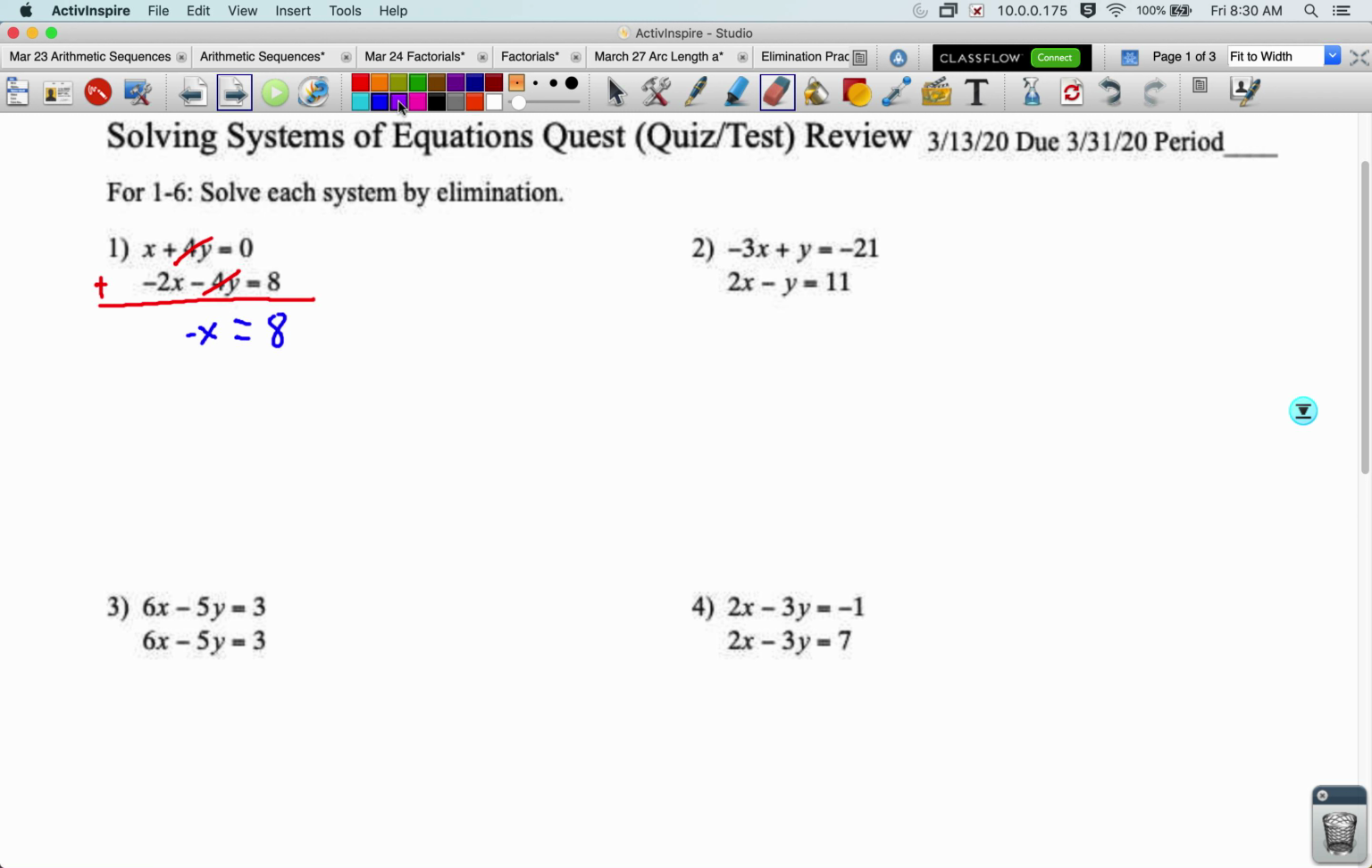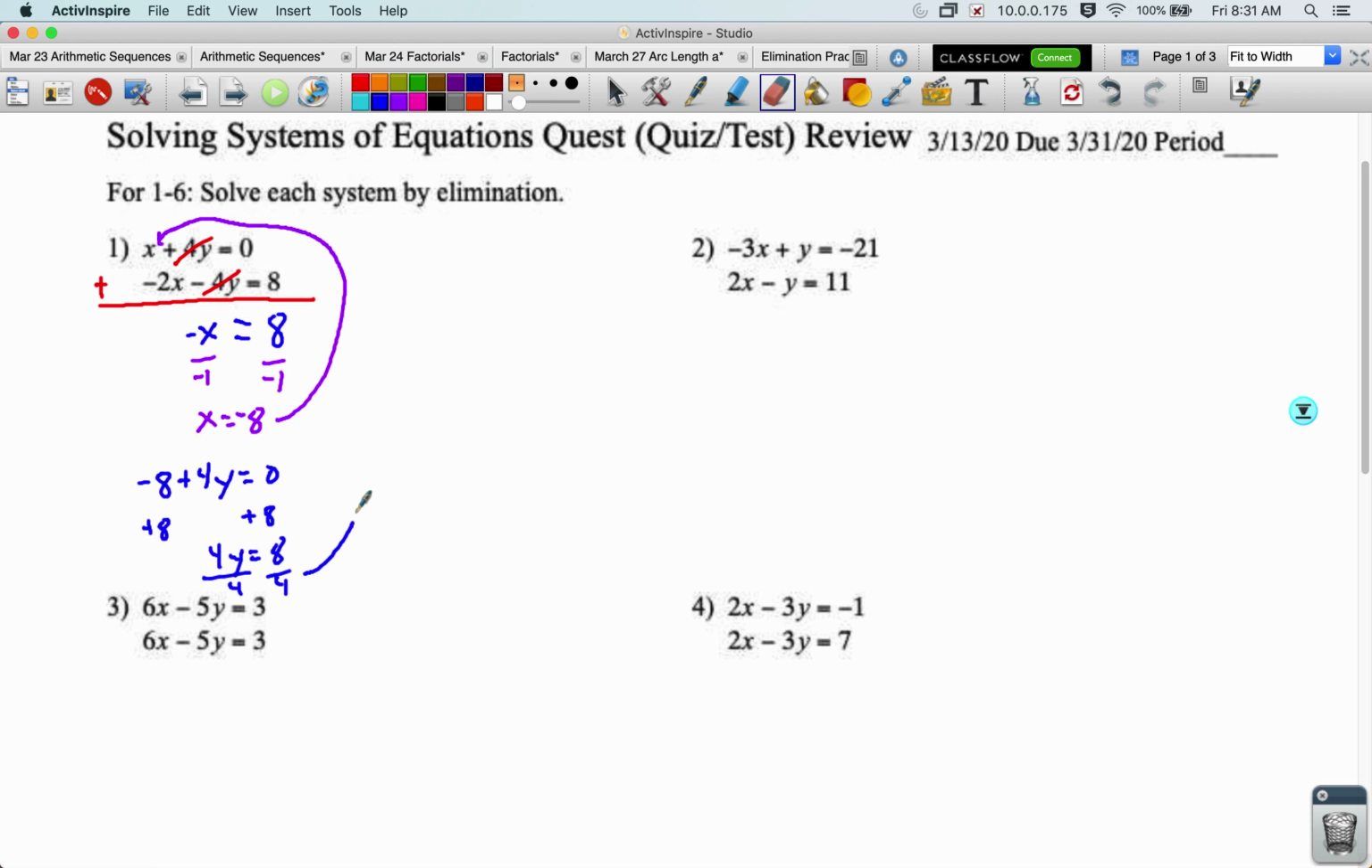This is almost solved. I just need to divide both sides by a negative 1. I get x equals negative 8. Now plug that back in either spot, but I like that spot right there. So I'm going to copy down that top equation. x plus 4y becomes negative 8 plus 4y equals 0. Add 8 to both sides, I get 4y equals 8. Divide by 4, divide by 4, and I get y equals 2. Put this together in an x comma y and I get negative 8 comma 2.